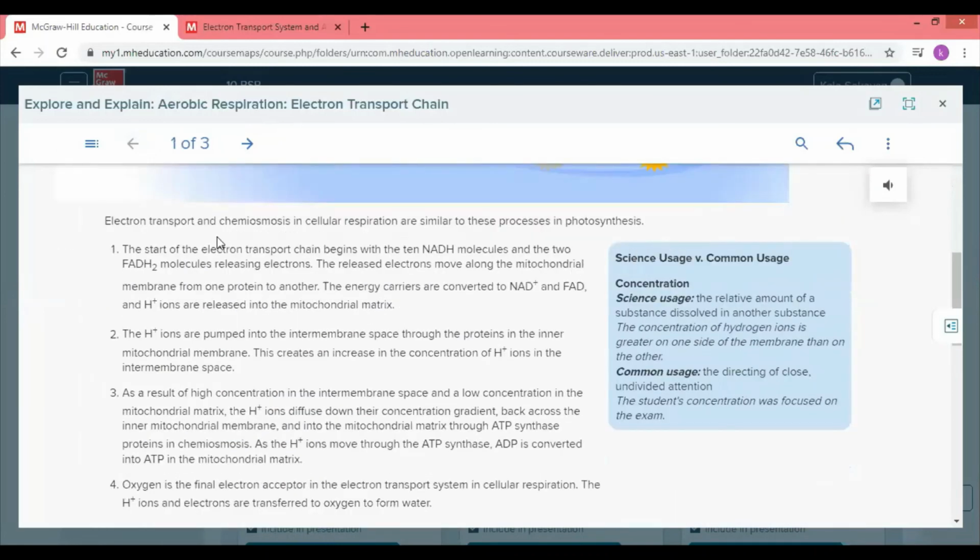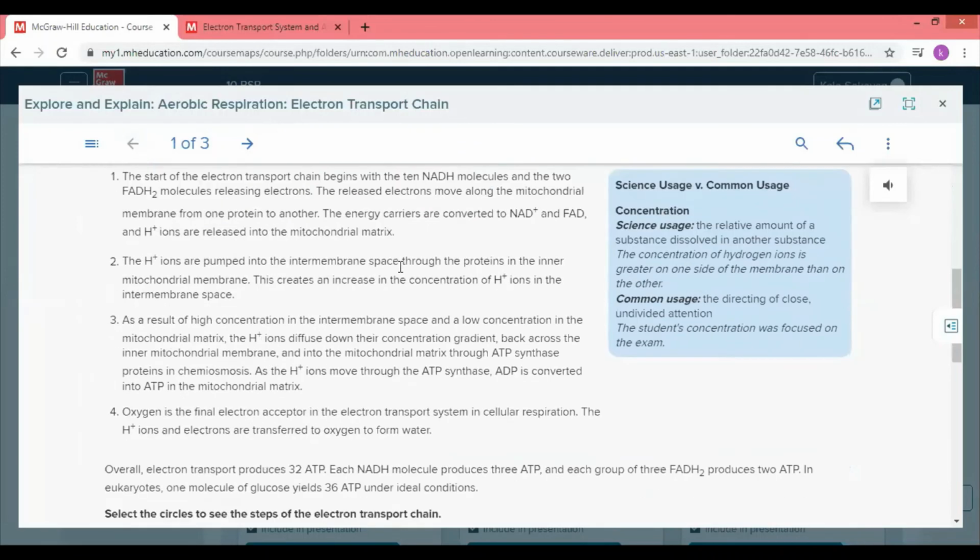So here, of course, they show us the steps. Simple, ETC will start with NADH and FADH2. Of course, we have 10 NADH and 2 FADH2 molecules. They will donate the hydrogen, or the protons, and they will be converted into NAD and FAD. They can be reduced again, so oxidation reduction takes place.